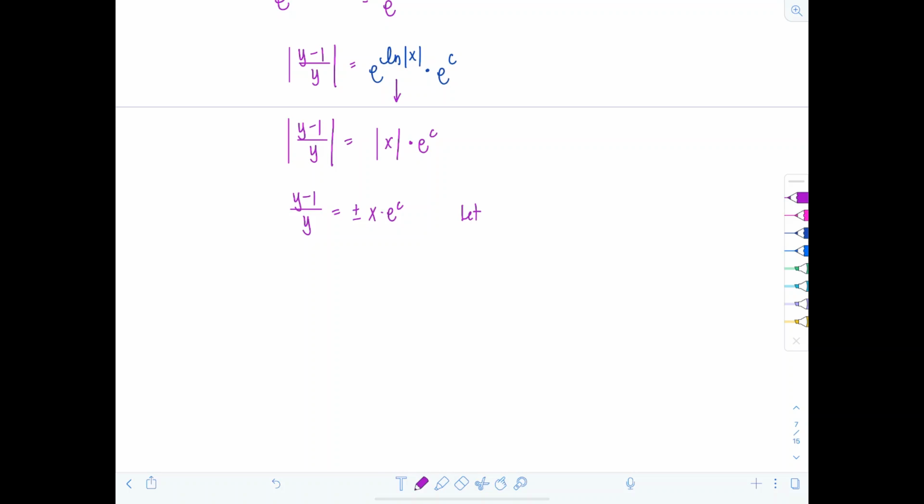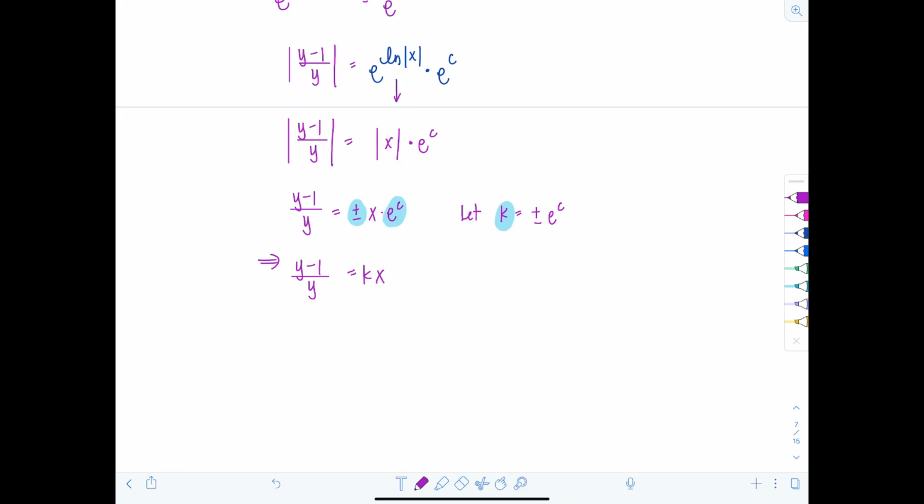So I'm going to let k, some constant, be plus or minus e to the c, because e raised to the c is just some general constant anyways, right? It's just never going to be 0. That's the thing to keep in mind: k will never be 0, since e raised to some power will never give you 0. But it could be positive or it could be negative. Okay, so I'm going to replace all of this now with just k to clean up how the equation's looking. So now we have y minus 1 over y equals k times x.